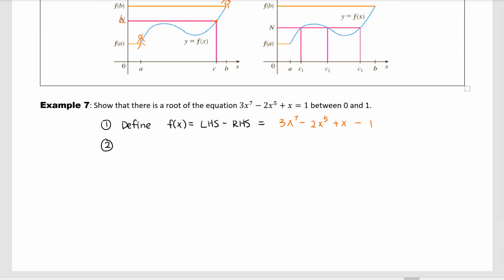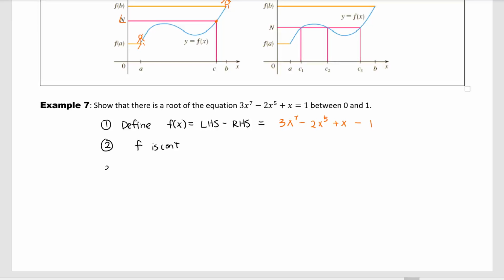Okay, so second step, you want to verify whether f satisfies the condition of the intermediate value theorem, which is, is f continuous? Well, what is f? F is a polynomial. Yeah, it's continuous. And actually, because we're looking at from 0 to 1, we only need f to be continuous between 0 and 1. But here we have a polynomial, which is continuous everywhere.